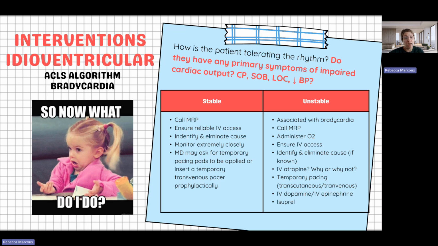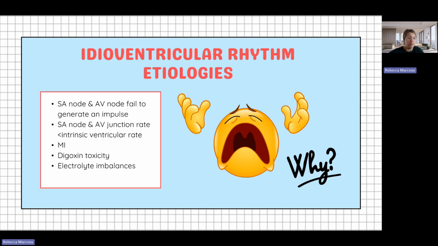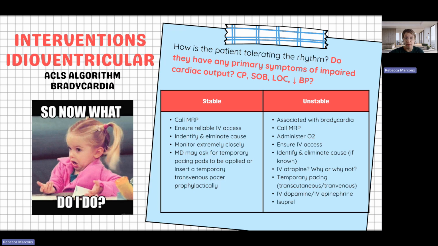If the patient's unstable, again, always call your MD, leave these patients on the monitor, administer O2, ensure we have IV access. Think about and identify or eliminate causes if we know them. So again, our causes: is the patient having an MI? Are they on digoxin? Do they have electrolyte imbalances? Are they on beta blockers, calcium channel blockers? Did we just start anything new? Think about whatever you can think about based on the patient that you have.